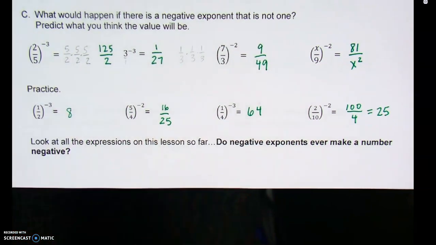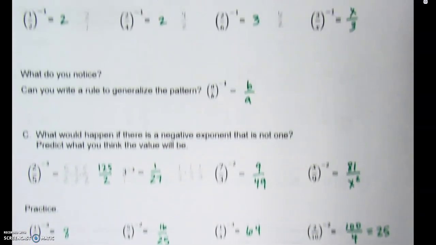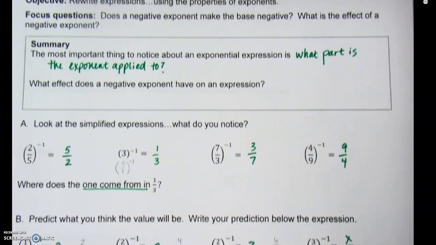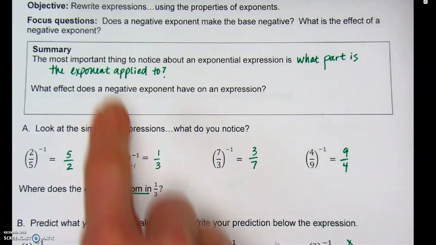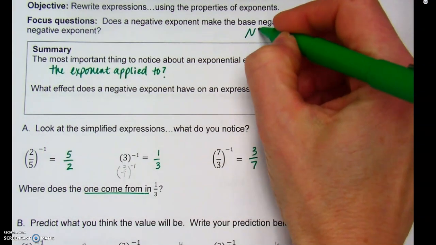Now look at all these expressions in this lesson so far. Do negative exponents ever make a number negative? Look at all the things that I have written in green. Did a negative exponent ever make a number negative? The answer is no. Does a negative exponent make the base negative? Never.